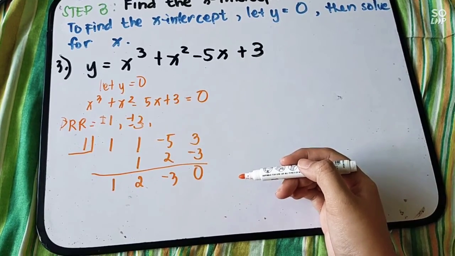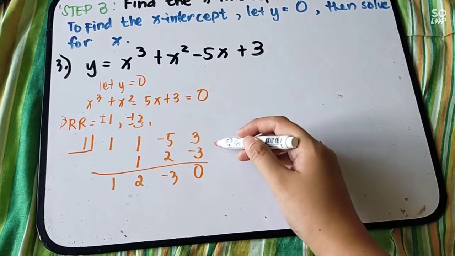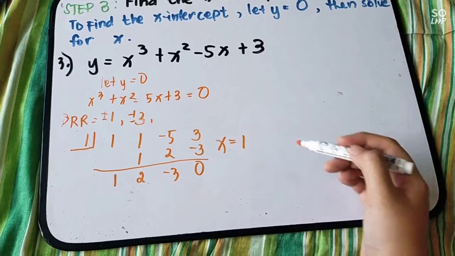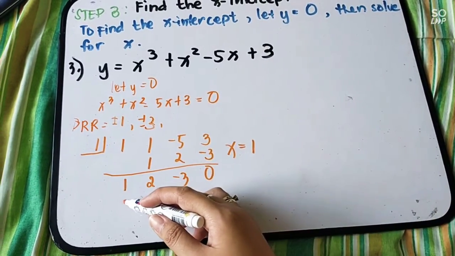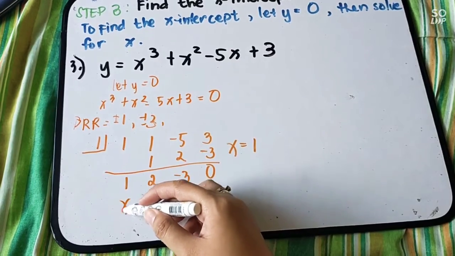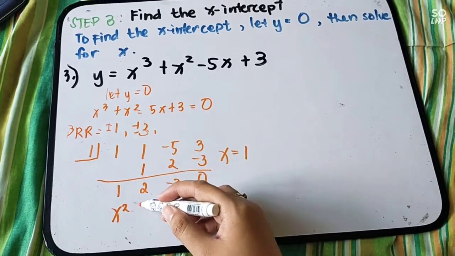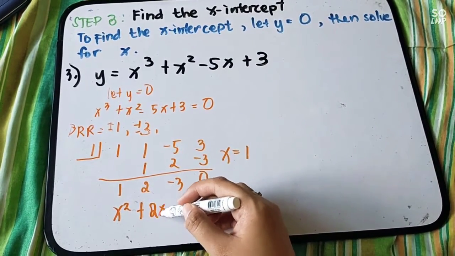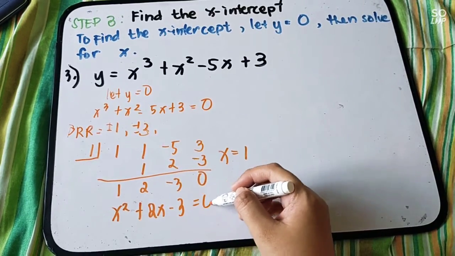So, this one, ang ating unang x ay x is equals to positive 1. Change this one into polynomials. So, we have x cubed here. Ito magiging x squared plus 2x minus 3 equals to 0.